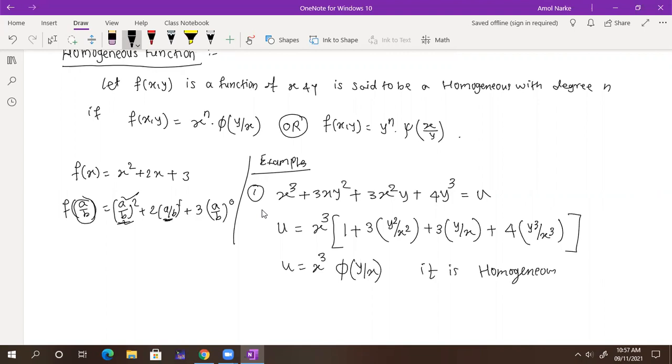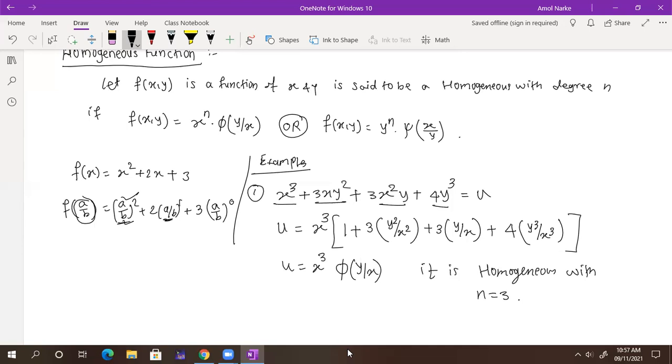With degree n is nothing but 3. Got it everyone? Now see, another way to understand this thing: each term has the same degree, and that time also it is homogeneous. See, here we have 3 degree, here x is 1, y is 2. So that term becomes degree 3.